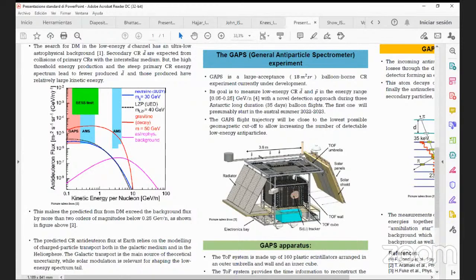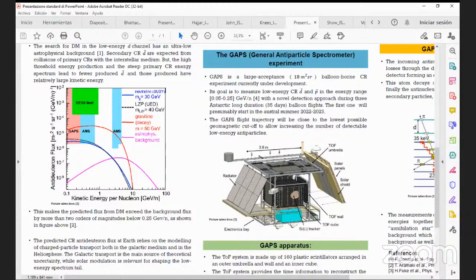And also in the figure, we can observe that the anti-deuteron fluxes from dark matter models are at least 2 orders of magnitude higher than the fluxes from secondary production in cosmic rays below 0.25 GeV per nucleon. So this large ratio of signal to background makes this cosmic ray channel very promising.